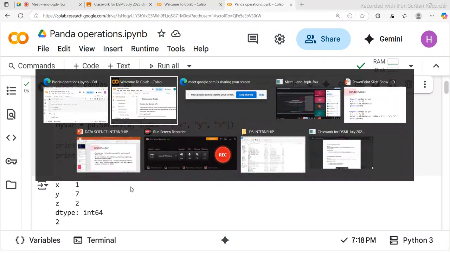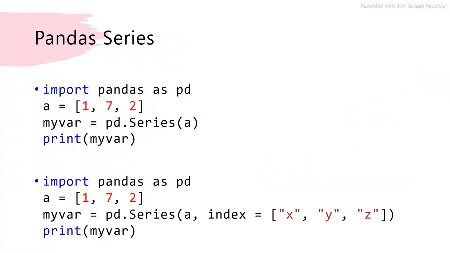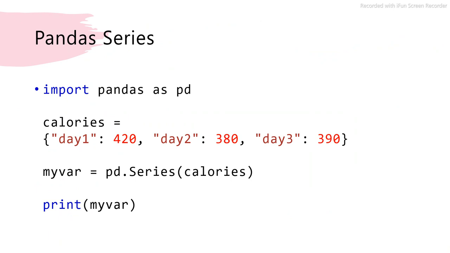Now the next one: I can create a series of data with the help of a dictionary also. The example given here is day 1 colon 420, day 2 380 and day 3 390, which is enclosed in curly braces. So this is nothing but a dictionary of data.